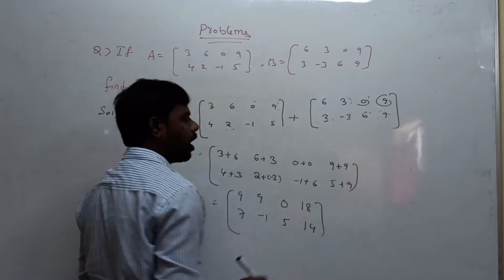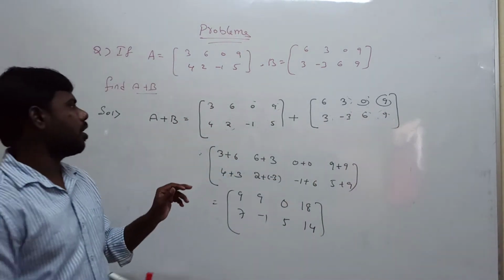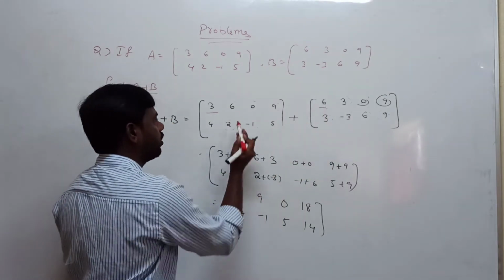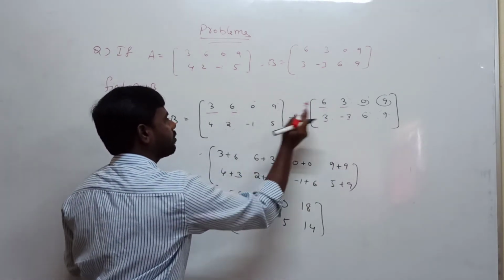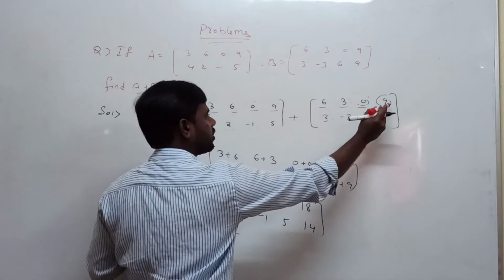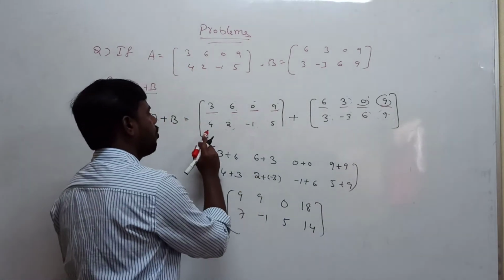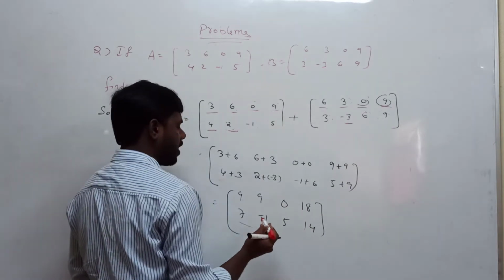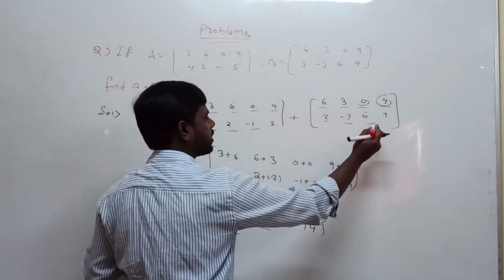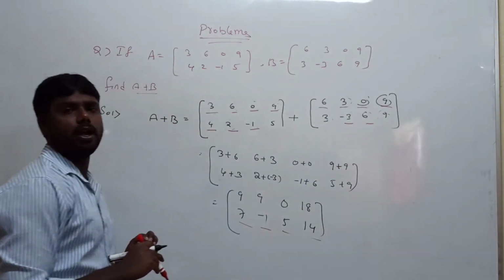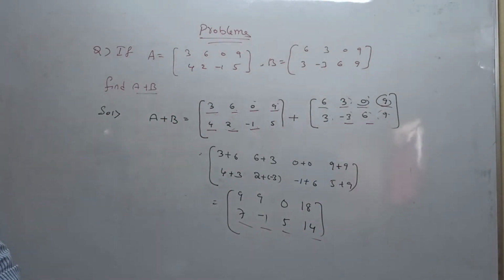Now, everyone understood how to add two matrices? First place: 3 plus 6 is 9. Second element plus second element: 6 plus 3 is 9. Third: 0 plus 0 is 0. Fourth place: 9 plus 9 is 18. Next, 4 plus 3 is 7, 2 plus (-3) is -1, -1 plus 6 is 5, 5 plus 9 is 14. We add the corresponding elements. Everyone understood how to add two matrices?